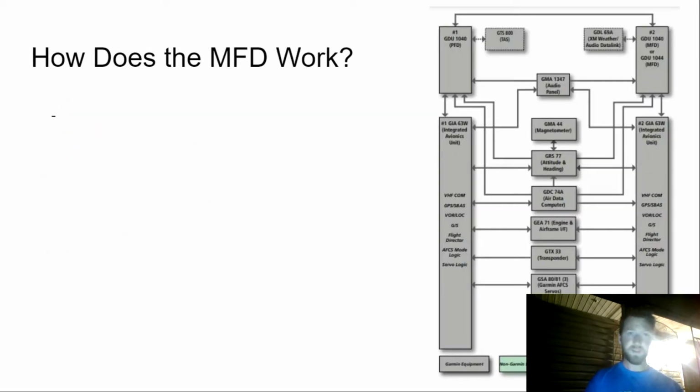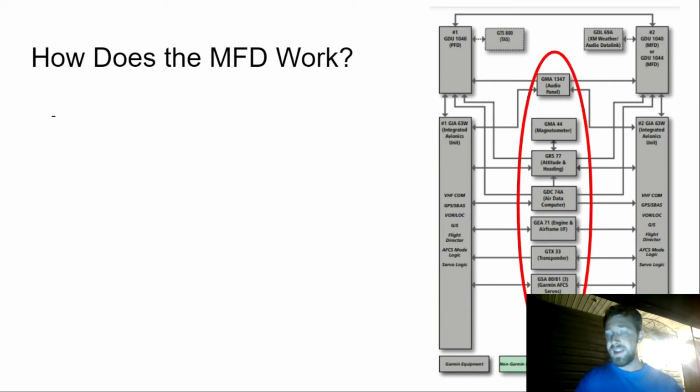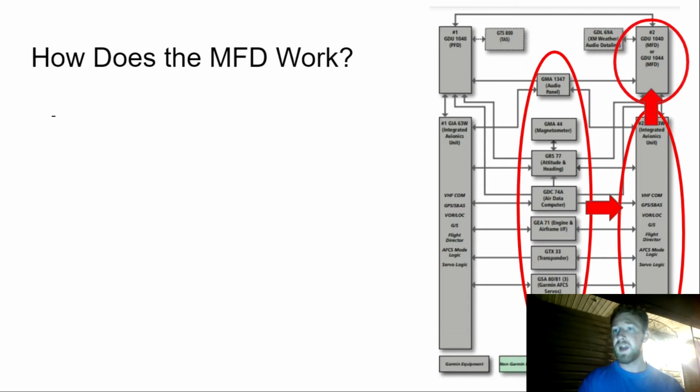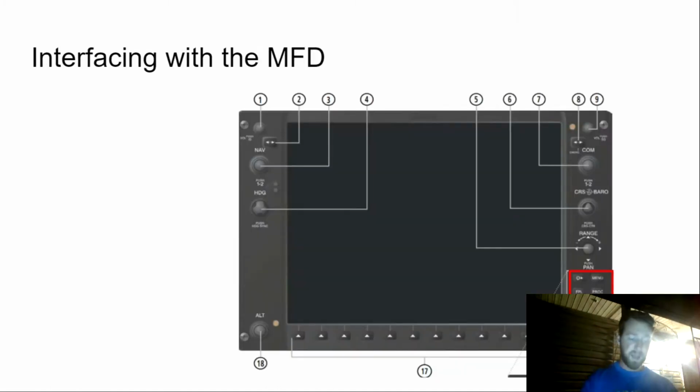Okay, so how does the MFD actually work? If we look, there are 8 LRUs, or 8 line replaceable units. Here in the middle of the screen we have 7 of them, and those feed into the IAU, the integrated avionics unit. So that makes the 8th LRU. It takes all the information from the previous 7 LRUs, composes it, and sends it off to the MFD up there on top.